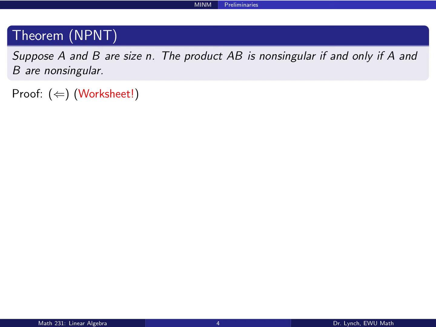In the statement Q implies P, we assume that A and B are both non-singular, and prove that the product AB is non-singular. Okay, so that's an exercise for the worksheet.